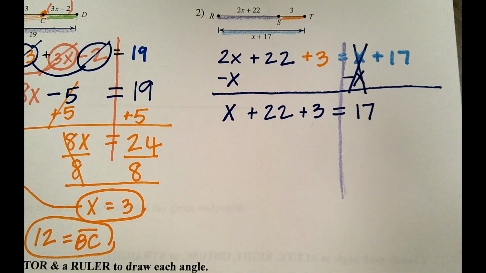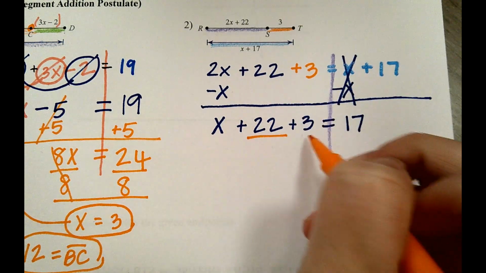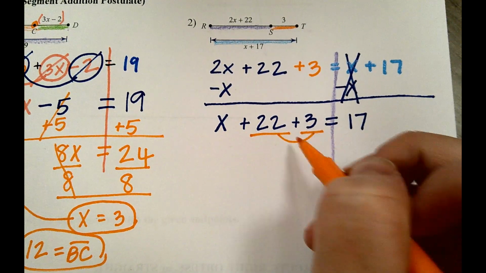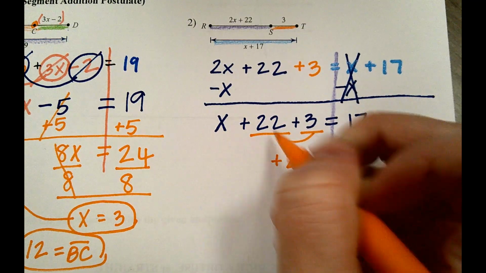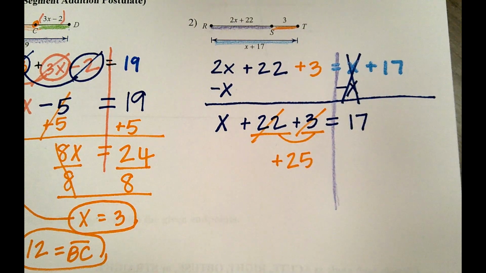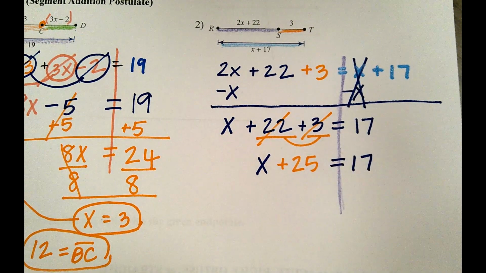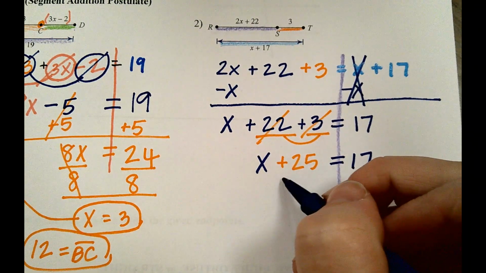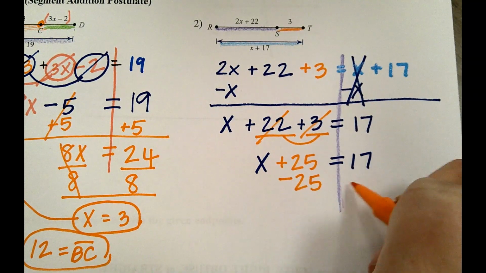And then you can combine your 22 and your 3. You sure can. 22 and 3 are like terms, so we can add them together and get 25. And then you just bring everything else down. So I have x plus 25 equals 17. And then you subtract 25. Good. It's going to be negative 8.